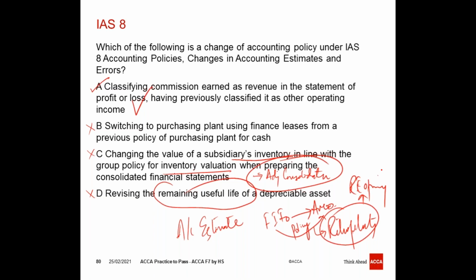Switching from the reducing balance method to the straight line method, a change in the method of depreciation, is actually an accounting estimate. Cost model to fair value model is a policy.